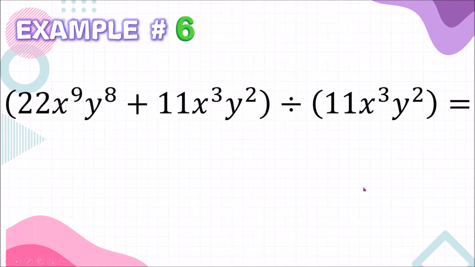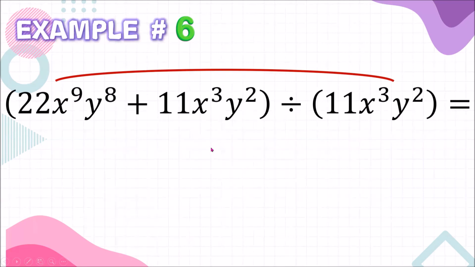We have 22x raised to 9, y raised to 8 plus 11x cubed y squared divided by 11x cubed y squared. So we have here 22 divided by 11 is 2. Then subtract the exponent. 9 minus 3, we have 6. So we have x raised to 6. And then 8 minus 2, we have 6 also. So we have here 2x to the 6, y to the 6.